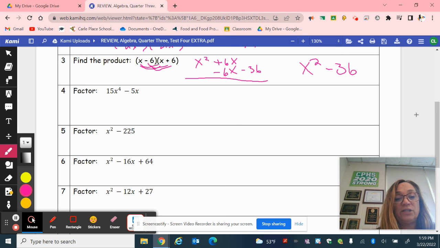All right, so factor. So there's a common 5. There's also a common x. So that would be called the greatest common factor. And then you divide. So that would be 3x cubed minus 1.